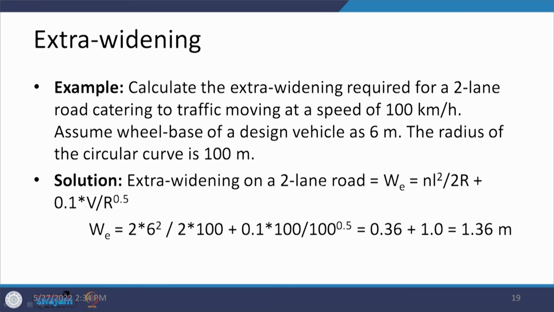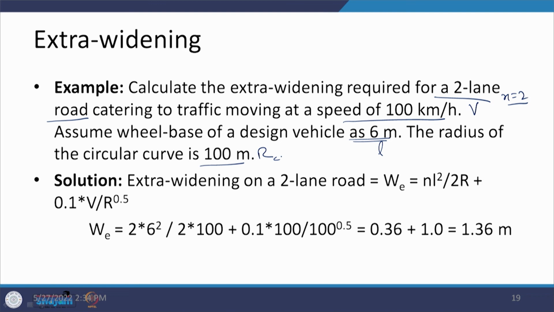The very first example says that we have a 2-lane road. When we say it is a 2-lane road, it means n equals 2, and traffic is moving at a speed of 100 kilometers per hour. So, we are talking about capital V. The wheelbase of the design vehicle is 6 meters, so we are talking about L, and the radius of the horizontal circular curve is 100 meters, so we are talking about R or RC.